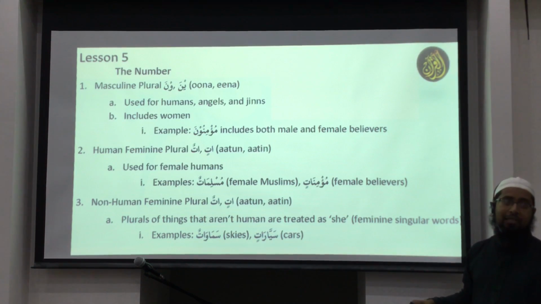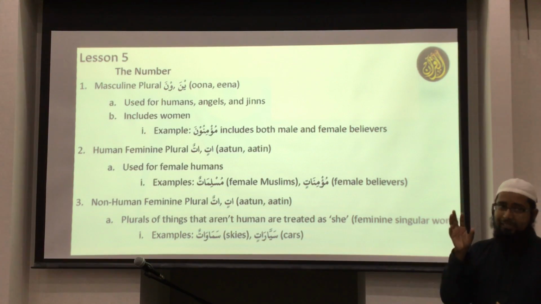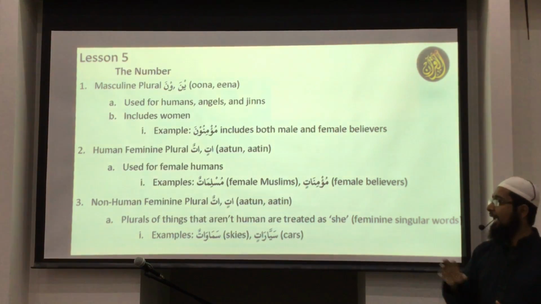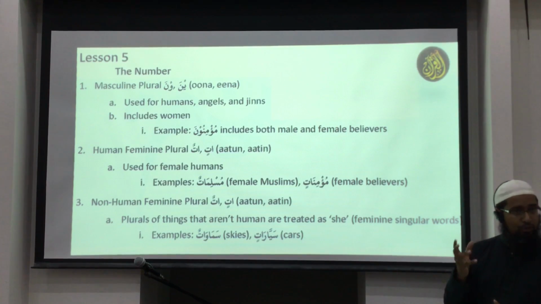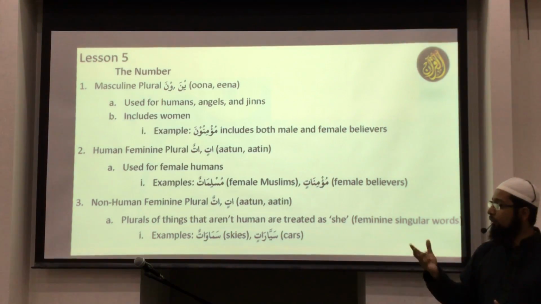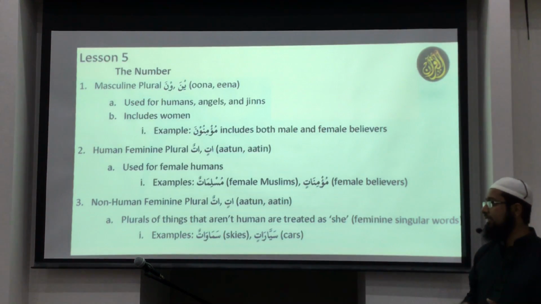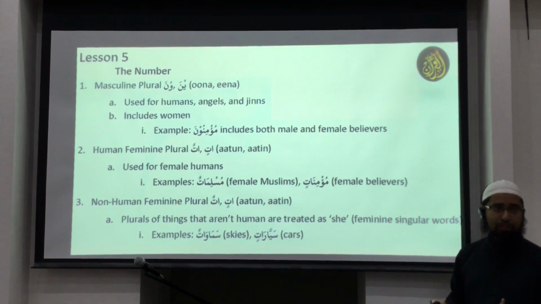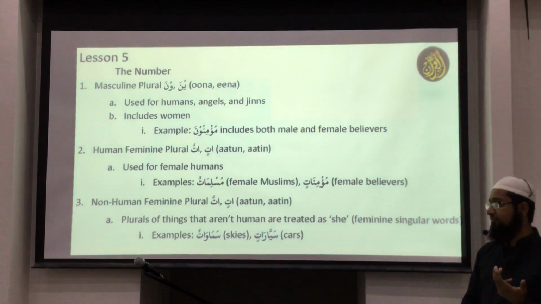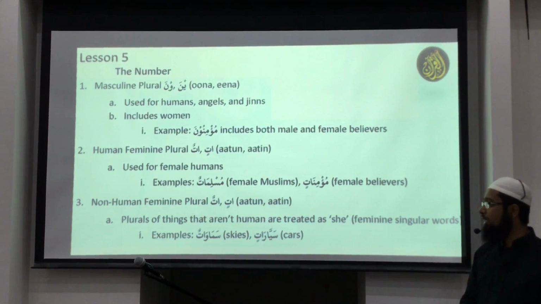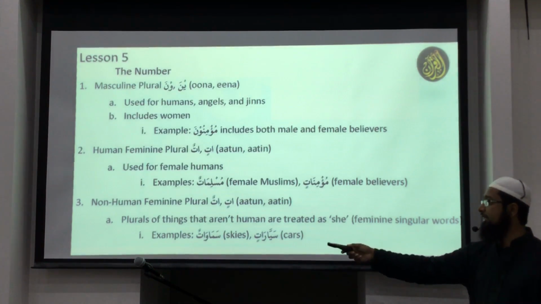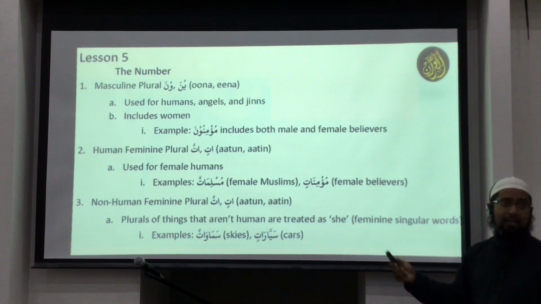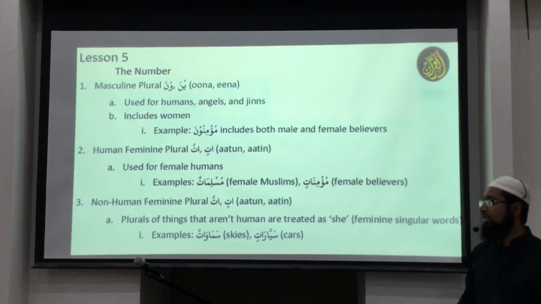Non-human feminine plural, because in the Arabic language there is no "it." It's either a feminine word or a masculine word. And for masculine words that are non-human, meaning not human beings, we also treat them as -atun and -atin, like samawatun, skies. Sky is non-human, but it is considered feminine, non-human feminine plural, and this also ends with -atun and -atin. And sayyaratun, sayyaratin, like the cars. That is also a non-human feminine plural.